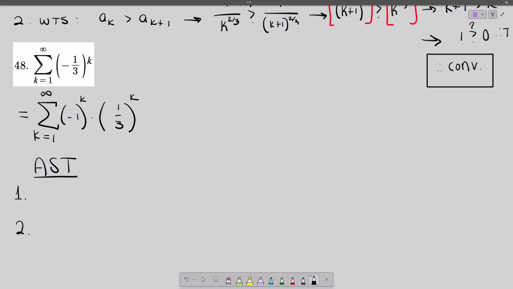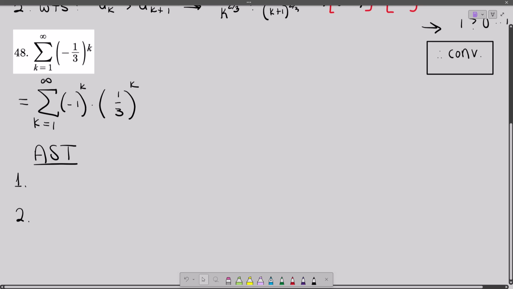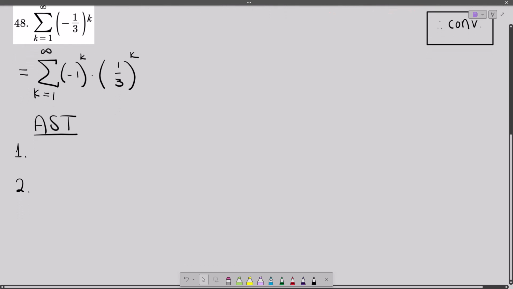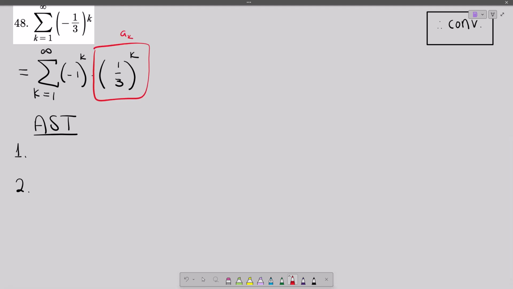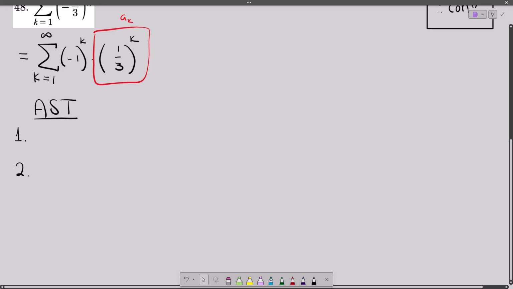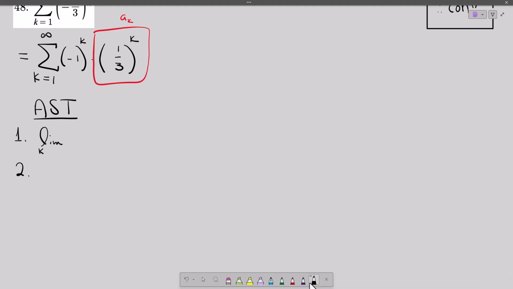That's false. So think about it, right here you have a number that's less than 1 being multiplied by itself. A third times a third is a ninth. A ninth times a third is a 27th. So with the alternating series test, this is your a sub k. And what is the limit of a sub k as k goes to infinity? 0. So as k goes to infinity, 1/3 to the k goes to 0.